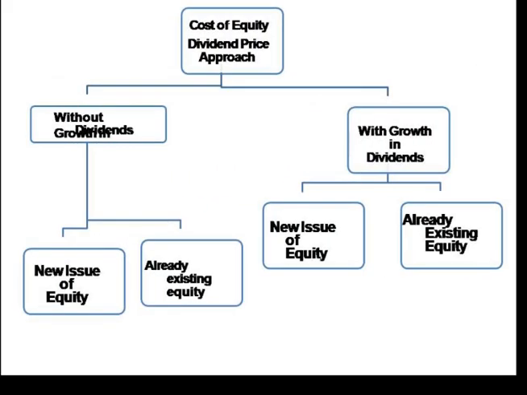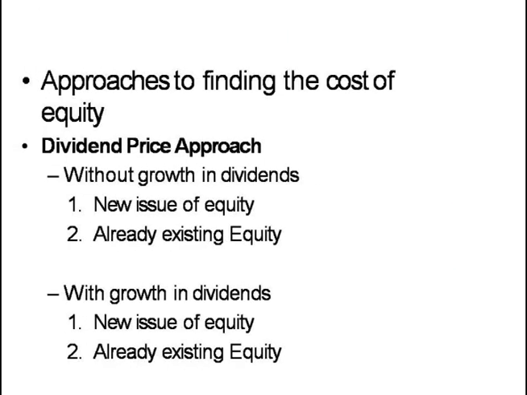So equity is basically of two types: without growth in dividend and with growth in dividend. With growth in dividend is again divided into two parts: in case of new issue of equity, and second, already existing shares. Same in the case without growth in dividend, new equity and already existing equity. Now there are approaches to finding the cost of equity. The first is the dividend price approach, with growth in dividend and without growth, which I already explained in previous slides. Now we go for the formula.